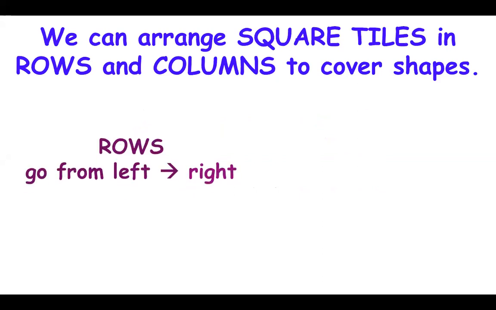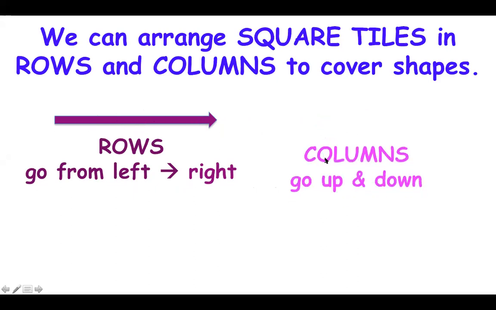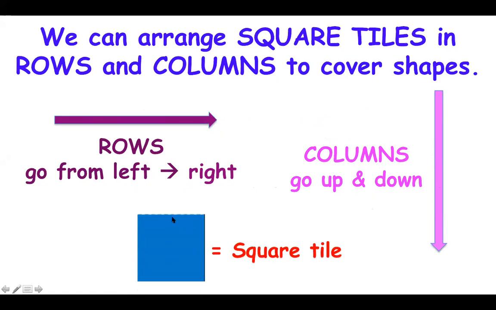We can arrange square tiles in rows and columns to cover shapes. Rows go from left to right. So rows, like you can see in this arrow, they go sideways from left to right. Columns go up and down. So like in this arrow, they go up and down. So rows go left to right, side to side. Columns go up and down. And this is a square color tile.